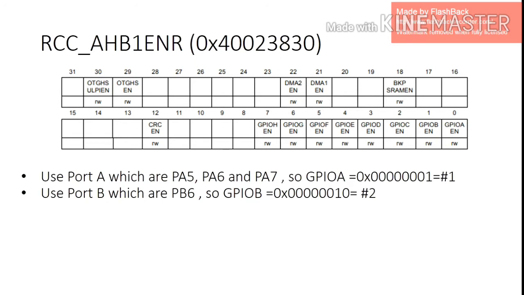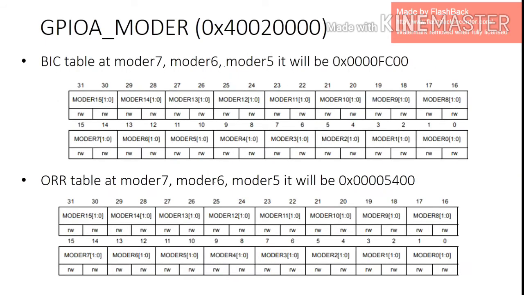And we also use port B, which is PB6. So the GPIOB will be #2. So next, we also use GPIOA mode, which is the address is 0x40020000, and also use the same table, which are BIC table and ORR table, at mode 6, mode 7, mode 5.